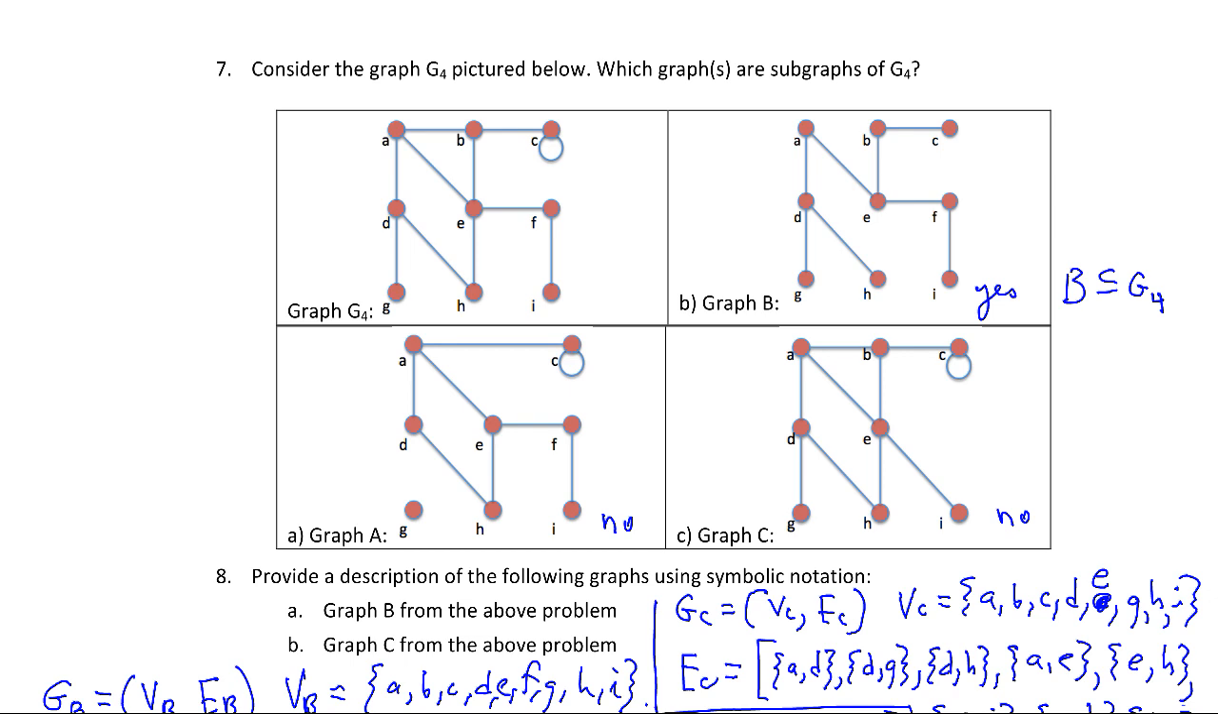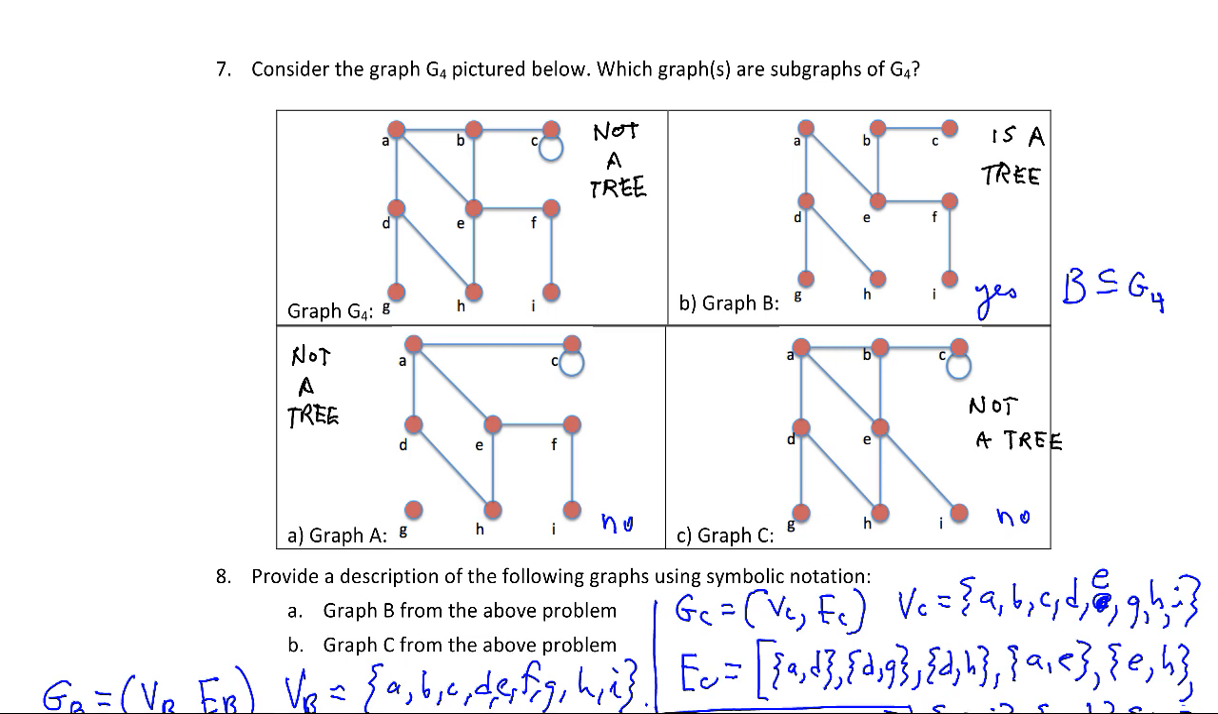this is not a tree. Graph G4 is not a tree, graph A is not a tree. Graph B is a tree. And graph C is not a tree. Okay.